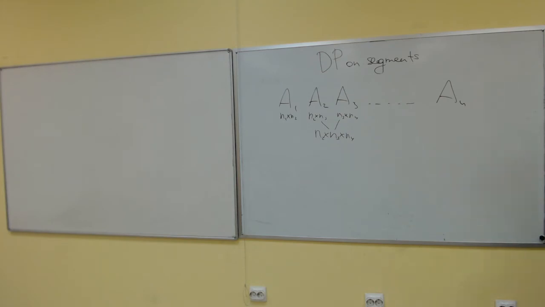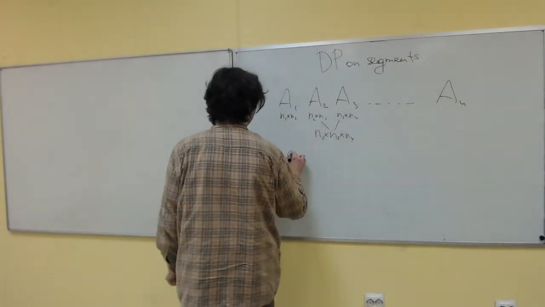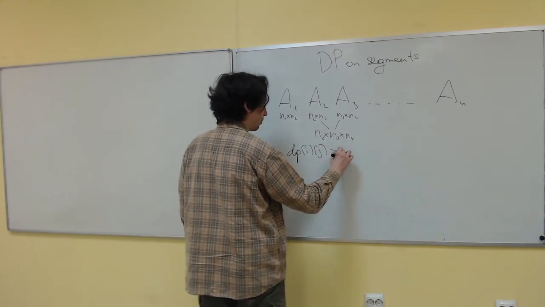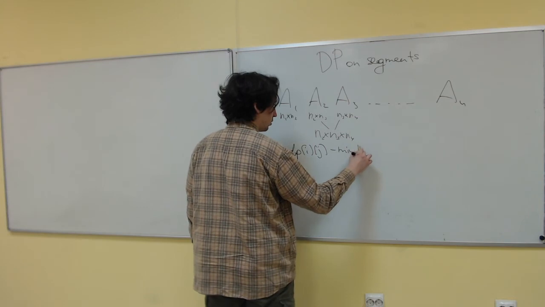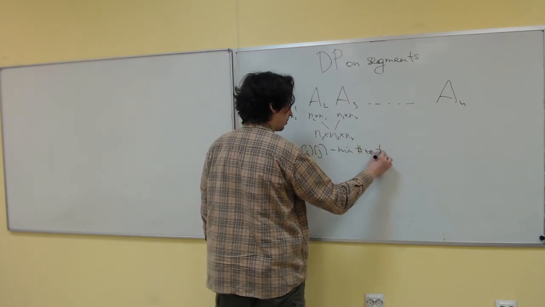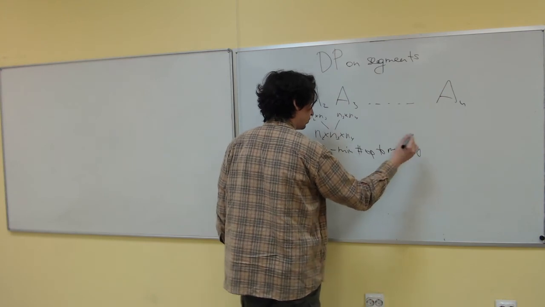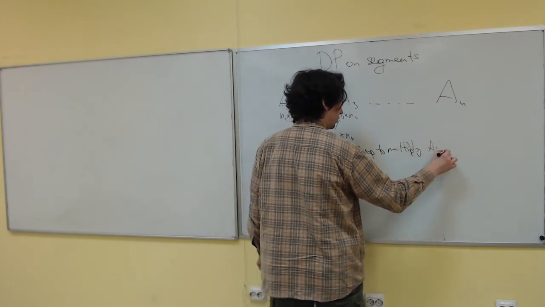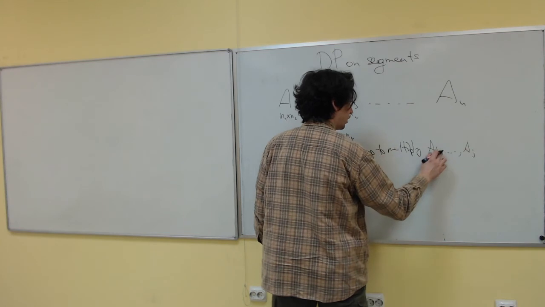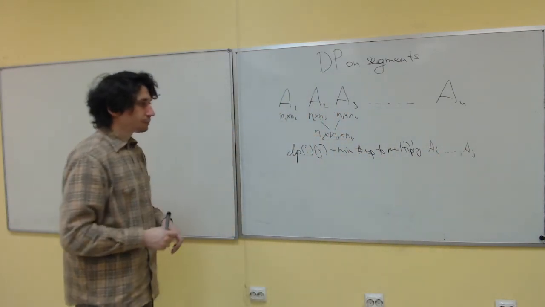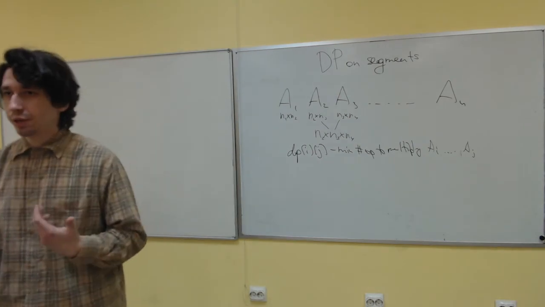So dp[i][j] is the minimal number of operations to multiply A[i] through A[j]. Okay, so that is clear. Then, what are the steps here?